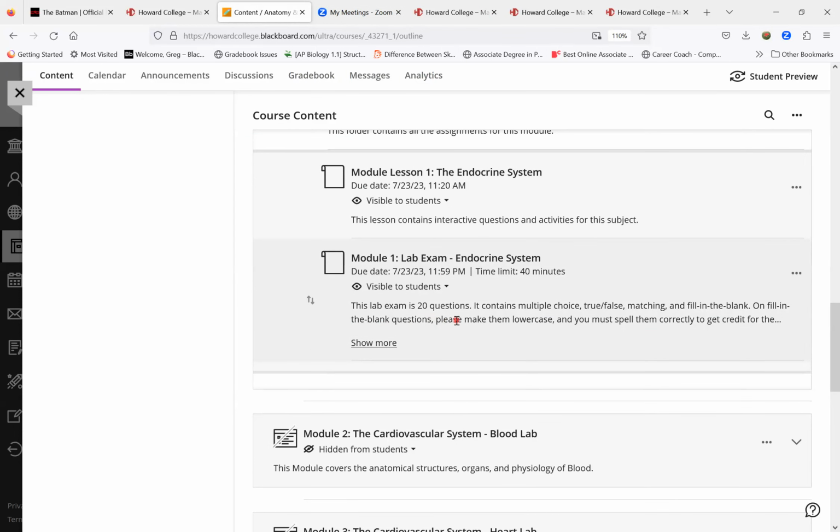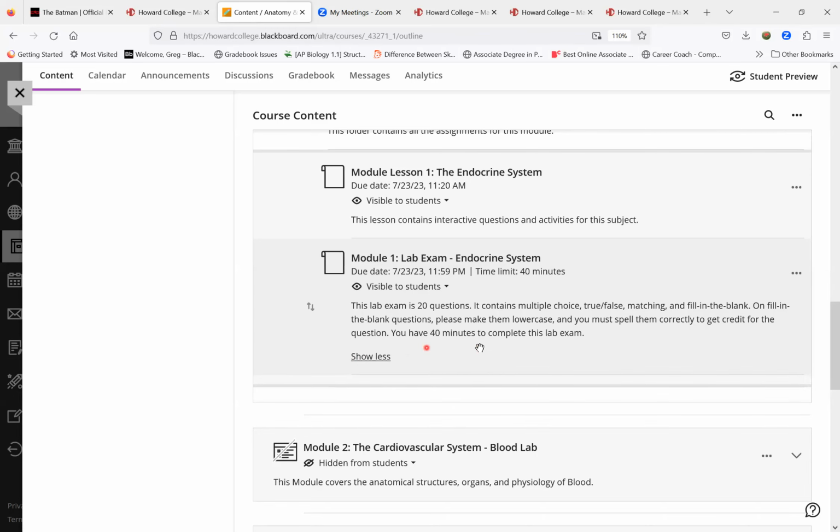This lab exam is 20 questions. It contains multiple choice, true false, matching, fill in the blank. On fill in the blank questions, please make them lowercase. You have to spell them correctly. And then it says you have 40 minutes to complete this lab exam.